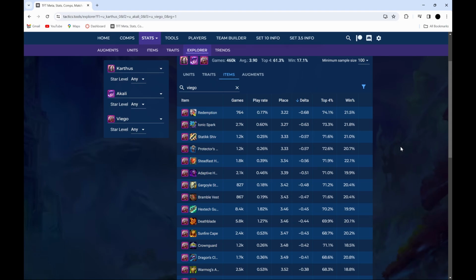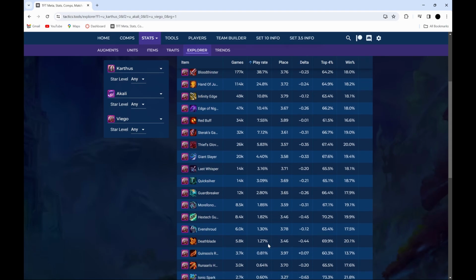And what this means is that these items are actually good on Viego, but these are items that are usually picked up very late into the game, such as from Carousels and Dragons. And people who made it to those stages in the game usually have a higher average placement. So we want to make sure that we only look at items that have a reasonable play rate, probably at least 1%, which is where we start seeing realistic items.